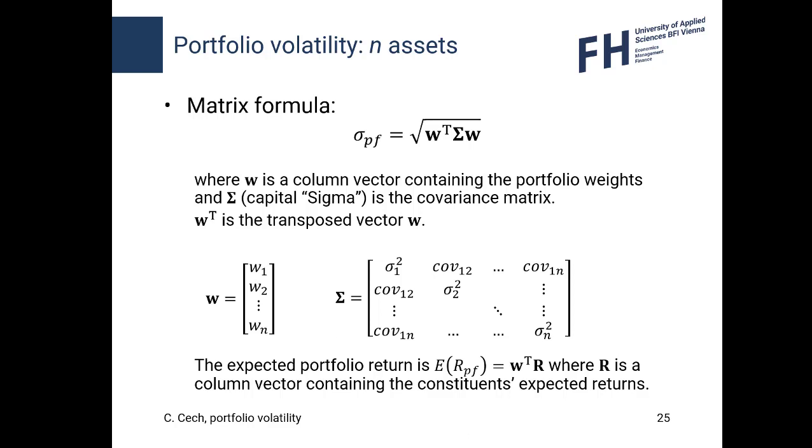The covariance matrix is a matrix that contains in its diagonal the variances of the returns of the single portfolio constituents, and in the remainder you will find the covariances. Also for the expected portfolio return, there is a matrix formula which you can find here. It's W transpose times R, and R is a column vector containing the constituents' expected returns.